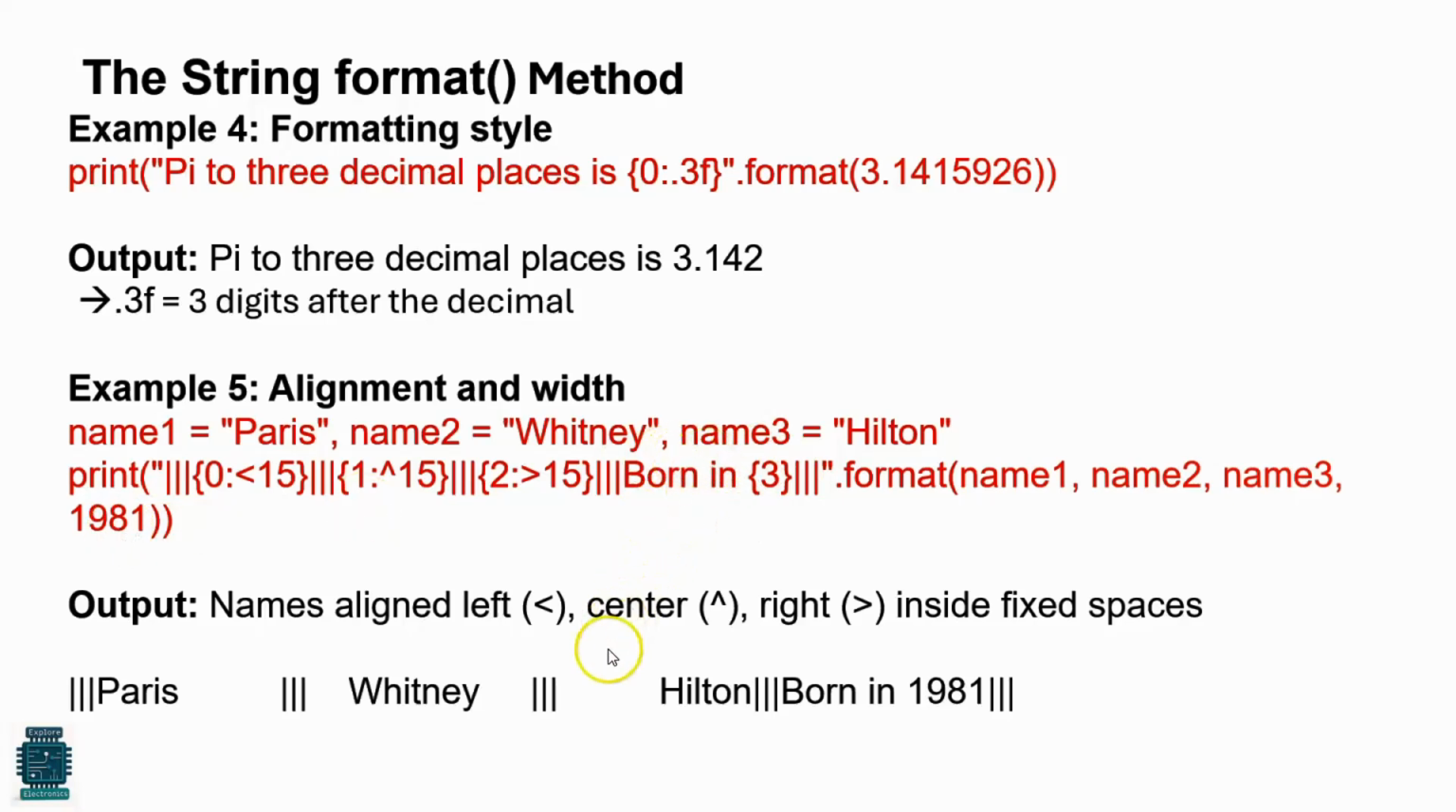Got it? Because name 1 is 0th position, name 2 is first position, name 3 is second position, and third position means I will get 1981. Very clear? Born in 1981. This is how exactly I will get the output for this alignment and widthing function in the format method.